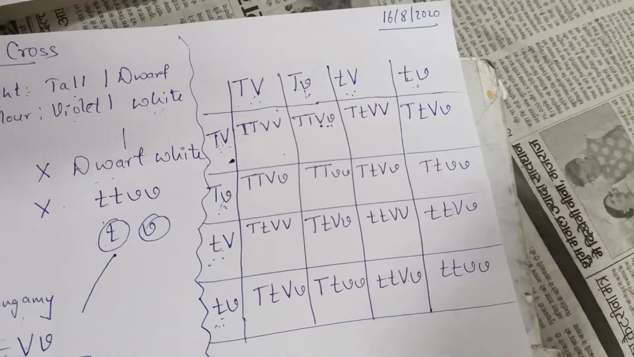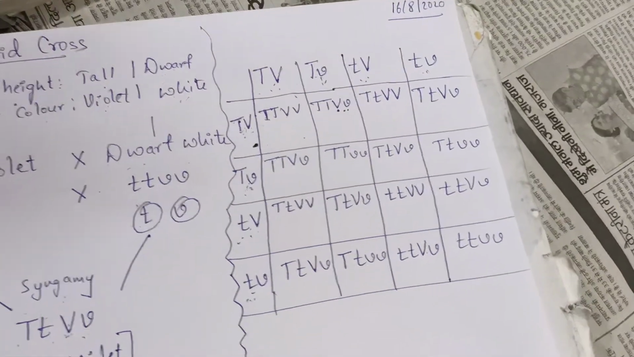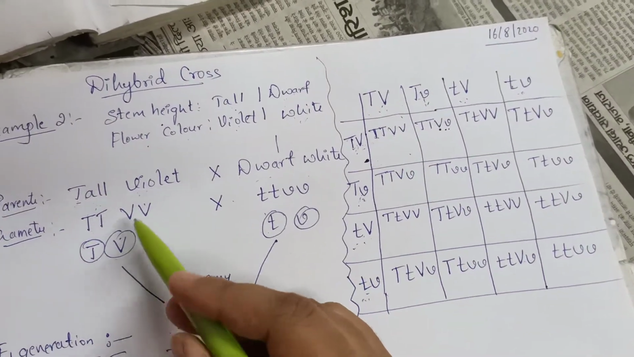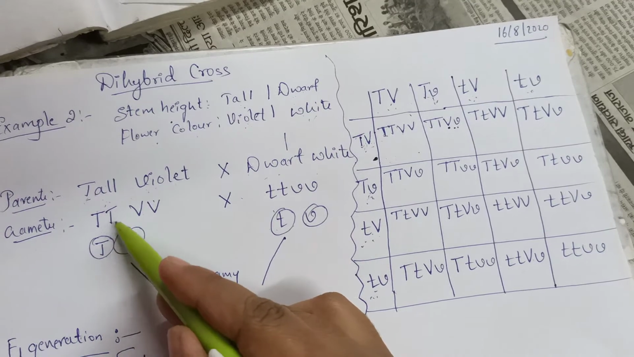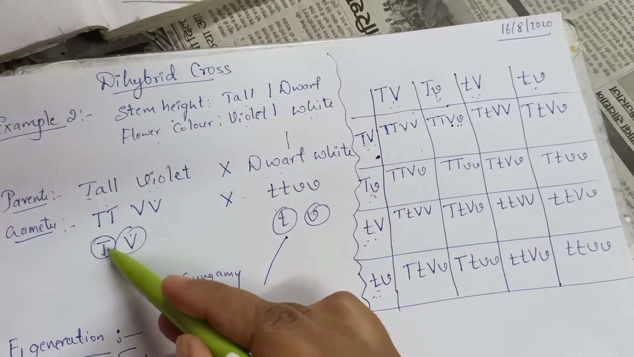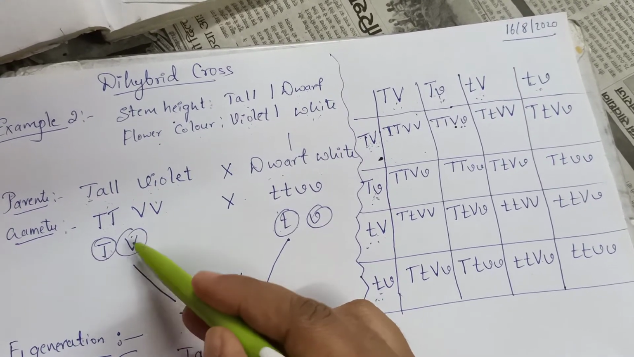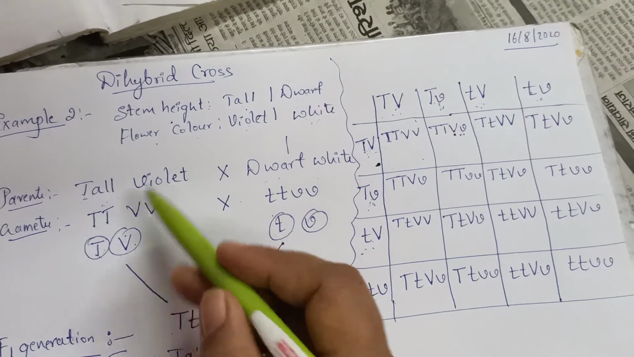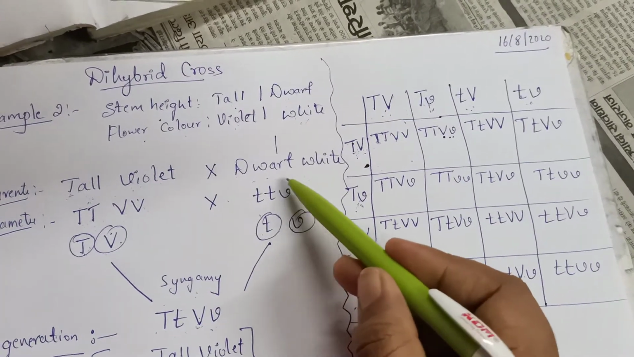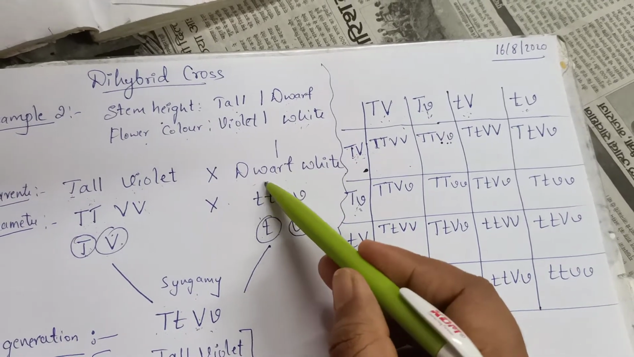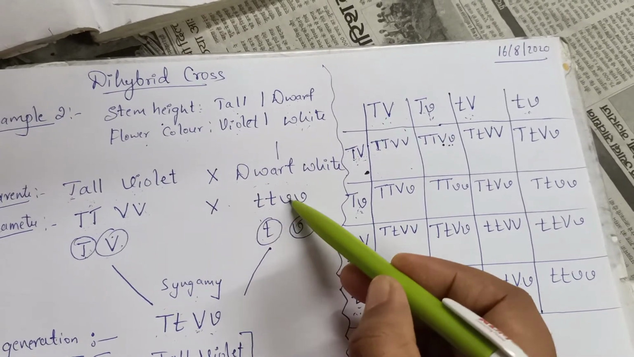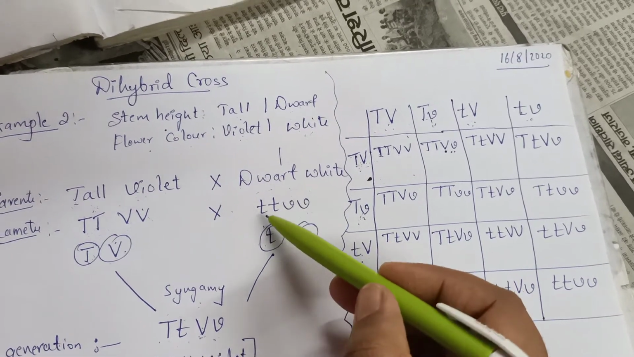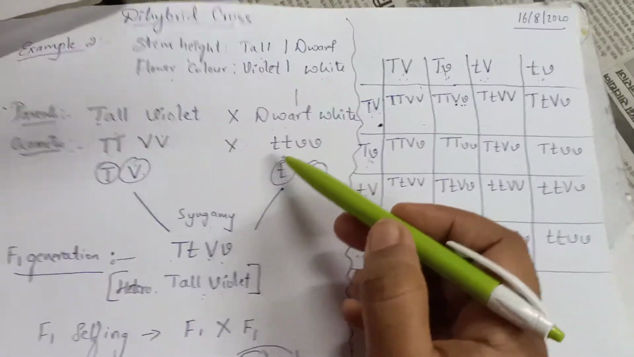Then the last work is to write its characteristic feature. For writing the characteristic feature, I have told you, for writing the dominant character, if it consists of two T's or a single T, two V's or a single V, it will be dominant, that is tall and violet. But for writing dwarf white, two T's are compulsory. That means for every recessive character, two letters are compulsory.